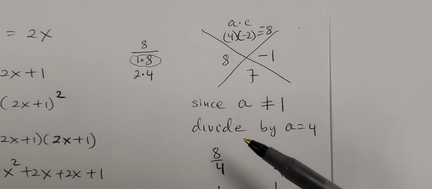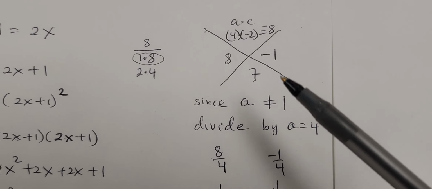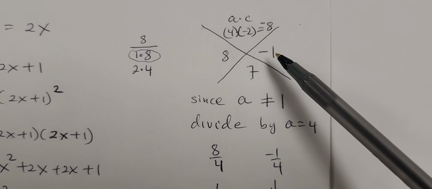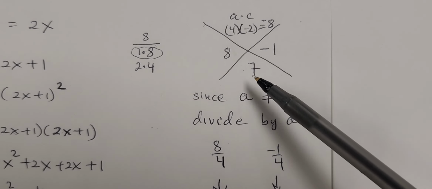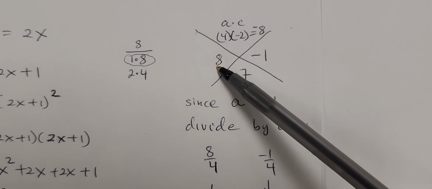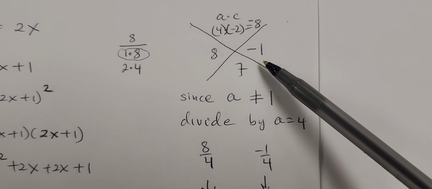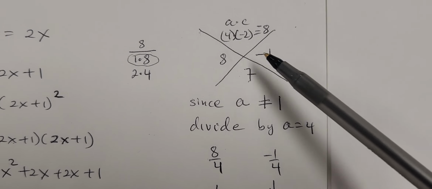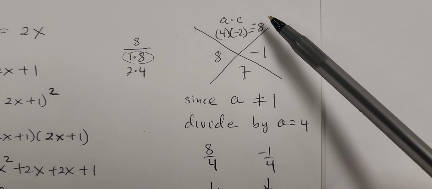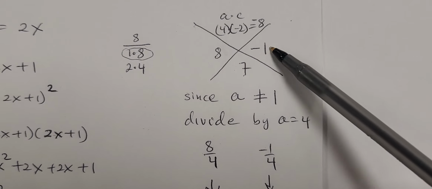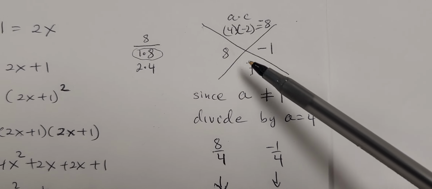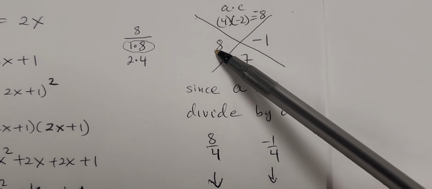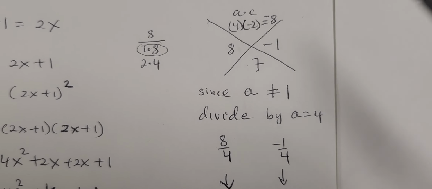Also, I have to use positive and negative. And the reason is 8 times -1 gives me -8. 8 subtract 1 gives me positive 7. So be careful which one has a negative and which one has a positive. So 8 should be positive, 1 should be negative. Again, 8 times -1, -8. 8 subtract 1 gives me positive 7. So be very careful of that.